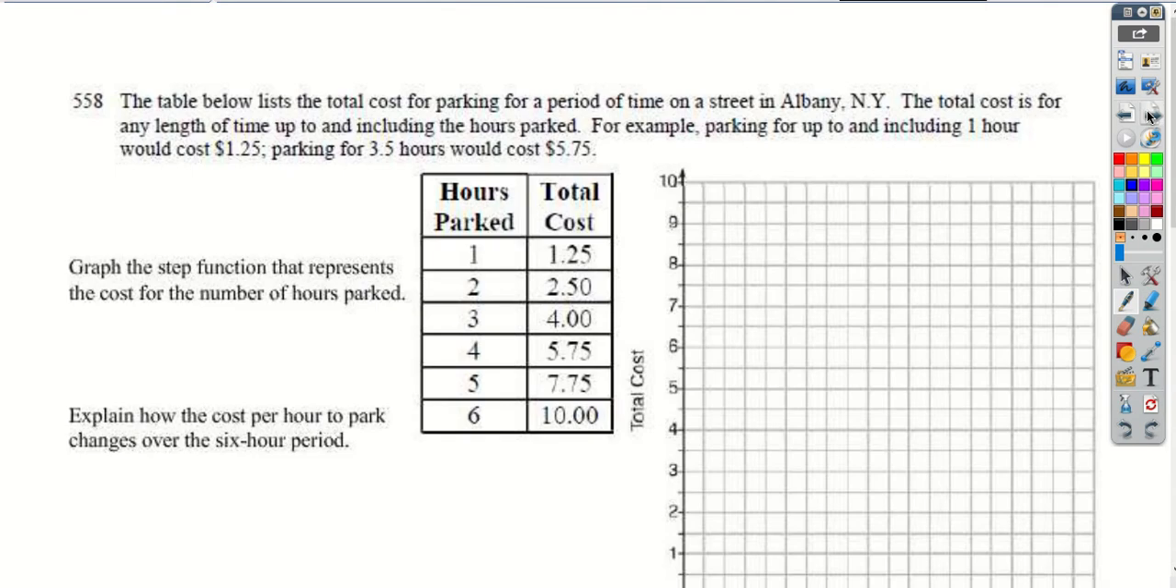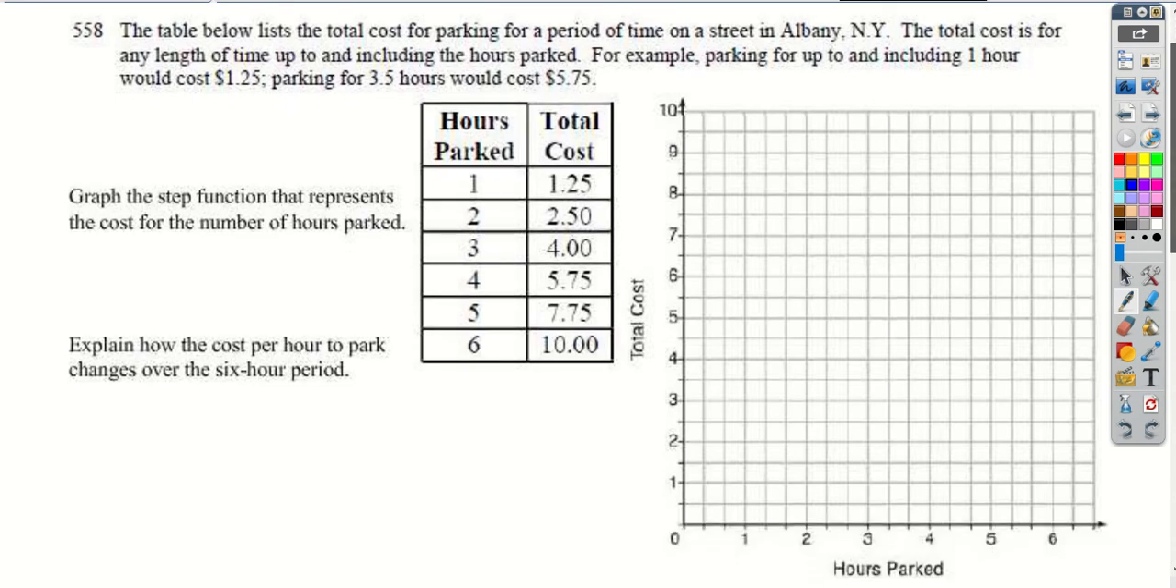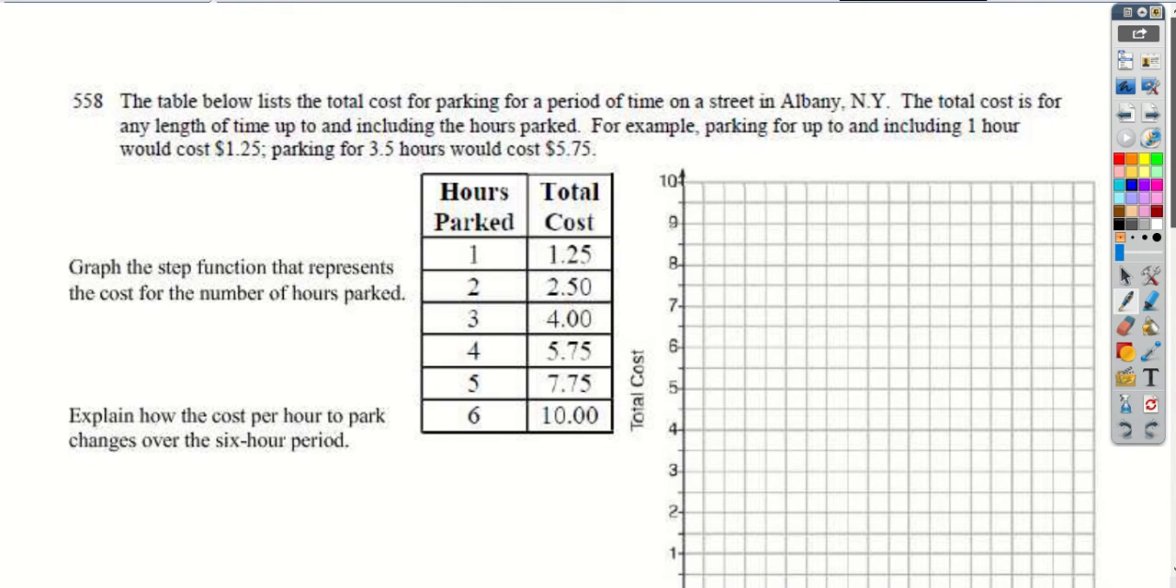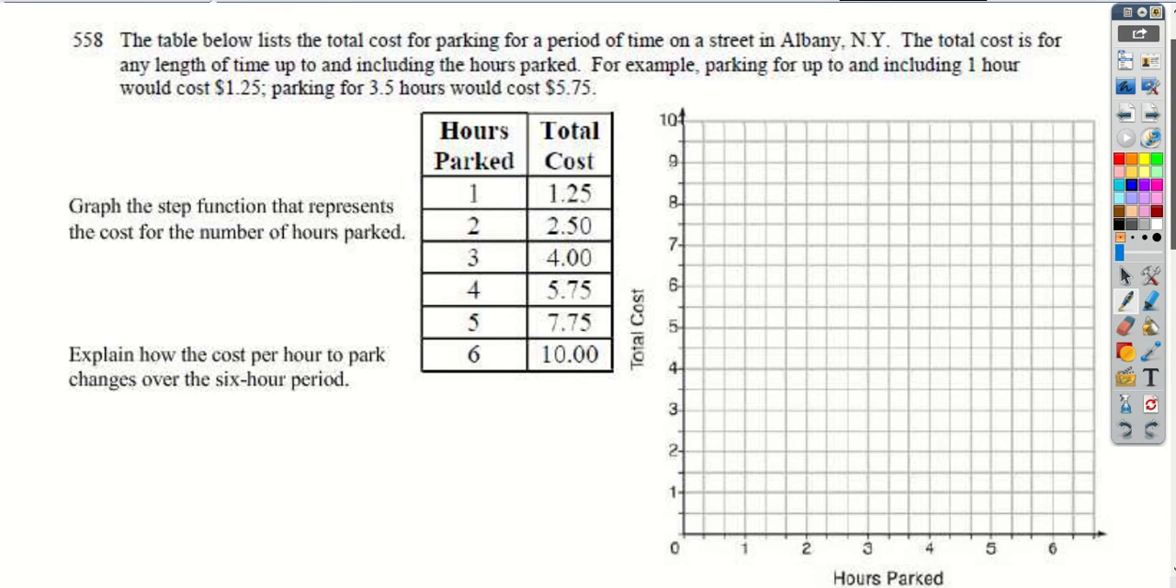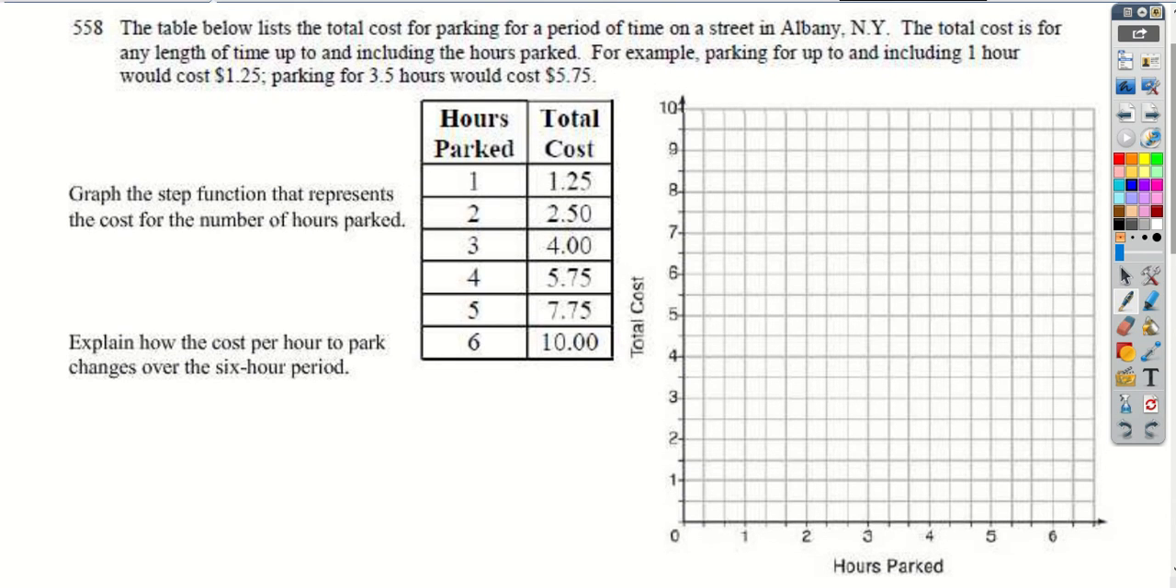All right, next page. The table below is the parking period for a street in Albany, the total cost for any length of time, including hours parked. For parking up to and including 1 hour, it costs $1.25. 3.5 hours would cost 5.75, and so on and so forth. We're going to graph the step function. The step function looks like steps. So it looks like something like this, okay?